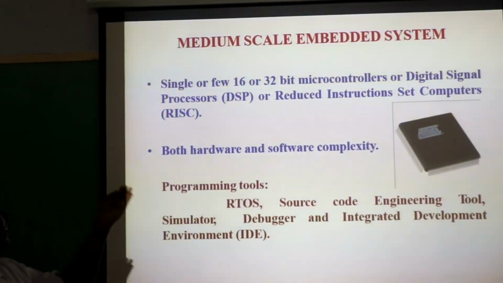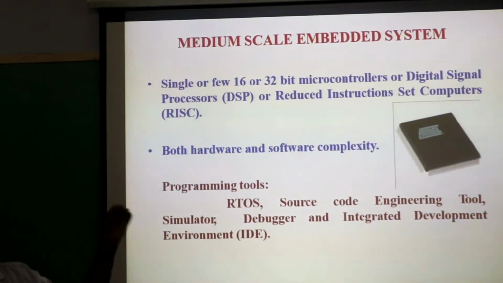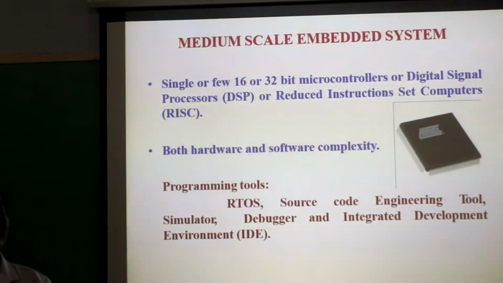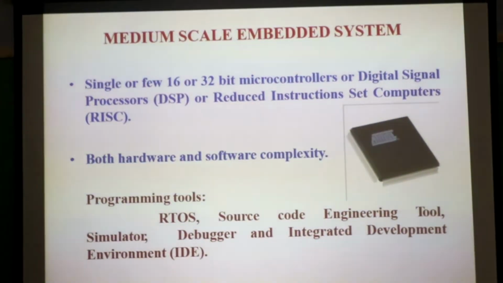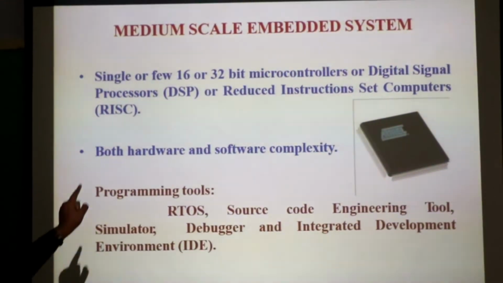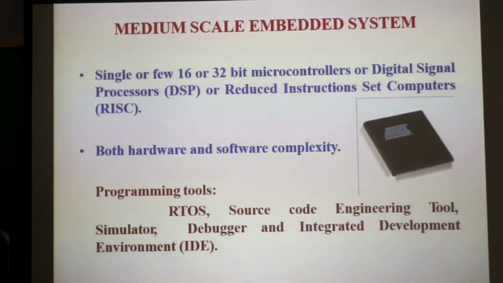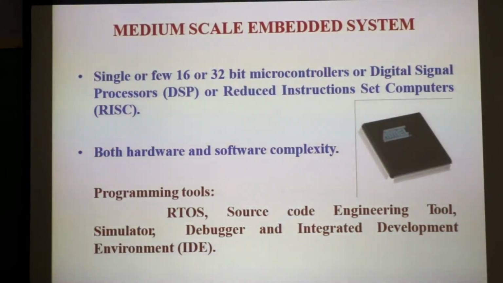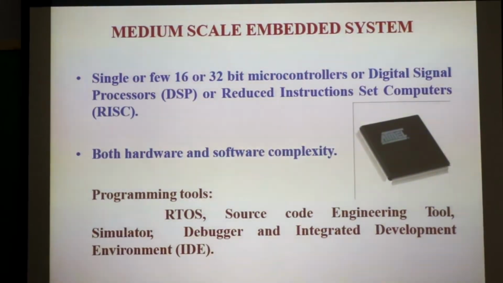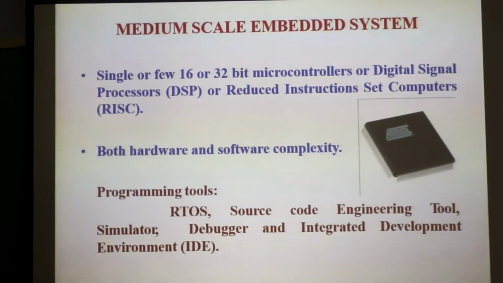Another name for the medium scale embedded system is a digital signal processor. Here the signal will be processed by using the medium scale embedded system. Another name is a RISC processor, that is nothing but reduced instruction set computers. Compared to the small scale embedded system, it has greater complexity in both hardware and software, and in their interconnections.